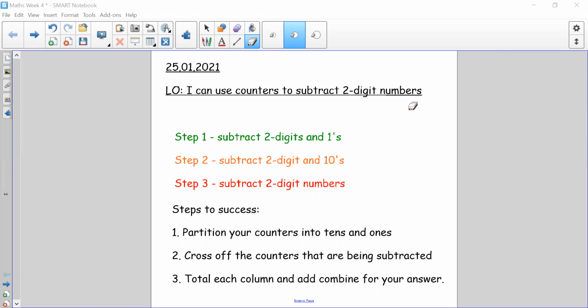This week we are going to be looking at subtracting two-digit numbers. Okay, this is what we're going to be doing today. We will move on to three-digit numbers later on in the week. But today we are just going to be using counters to subtract two-digit numbers.